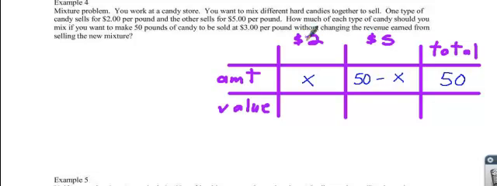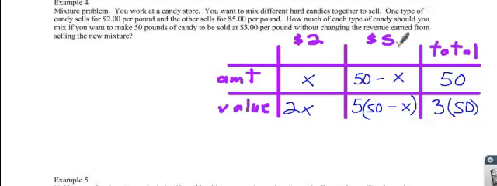Okay? Now, what is the value of this candy? Well, the value of 1 pound would be $2, but we have X pounds, so the total value is 2X. The value of 1 pound of the expensive candy is 5. So if I take all of the pounds, it's going to be 5 times (50 minus X). Make sure you put that in parentheses. What's the total value? Well, I want to sell it for $3 per pound, and I want 50 pounds. I know some people are probably saying, why don't you just write 150? Well, that's so if you look back at your notes later, you'll know where that's coming from.